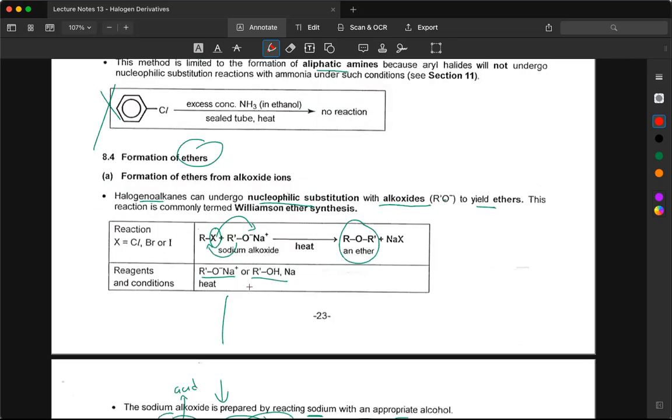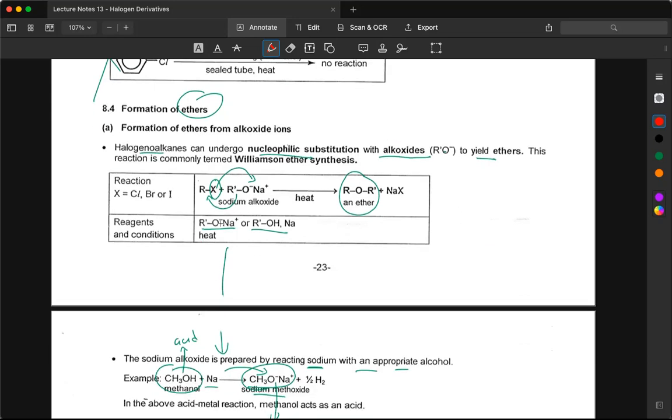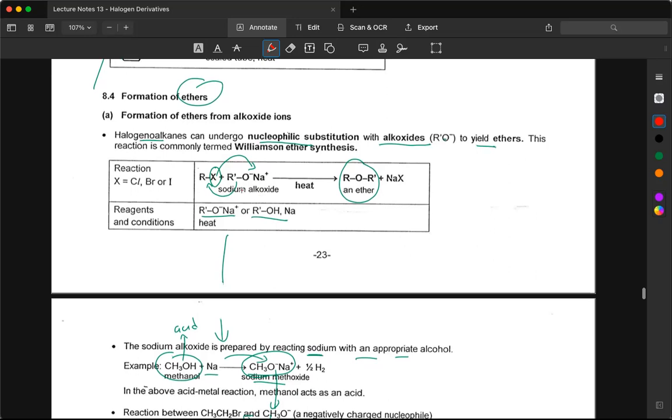Next, formation of ether from alkoxide ions. Halogenoalkanes can undergo nucleophilic substitution with alkoxides to yield ether. So this is the Williamson ether synthesis reaction. We have the halogenoalkane with the alkoxide, meaning you have RO⁻ Na⁺. Not H, but it's a salt like that. Then it will form the ether.